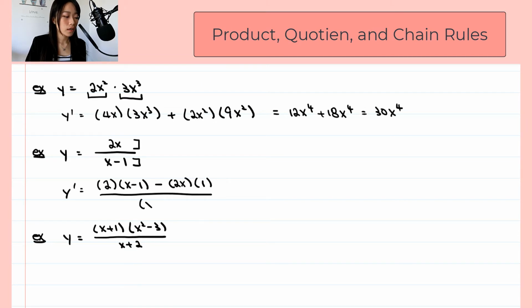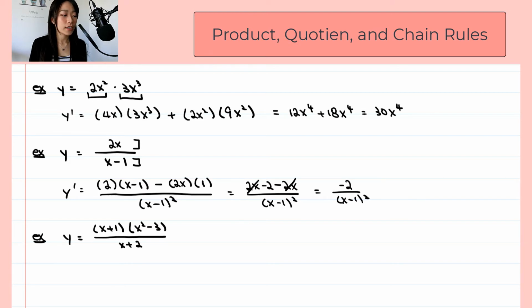over the denominator squared. Now let's simplify this. So this equals 2x minus 2 minus 2x over x minus 1 squared. And the 2x can cancel out with the negative 2x. So this equals negative 2 over x minus 1 squared.